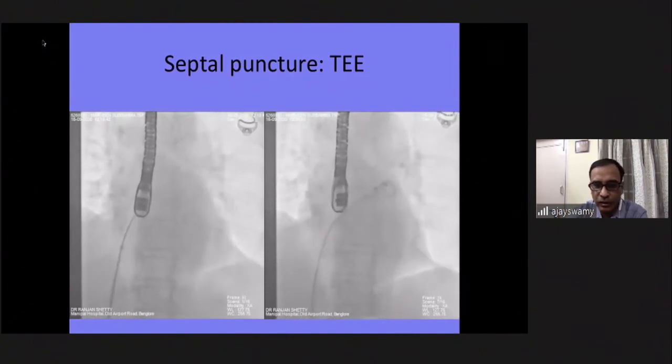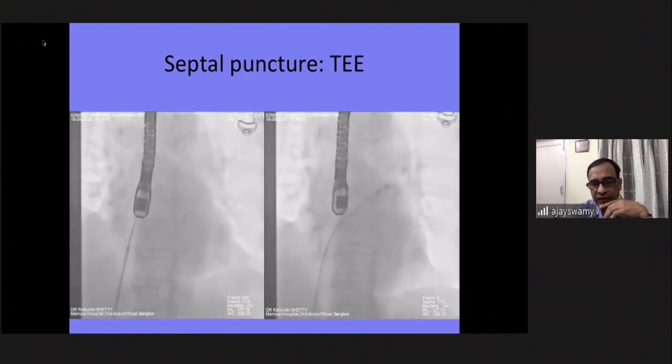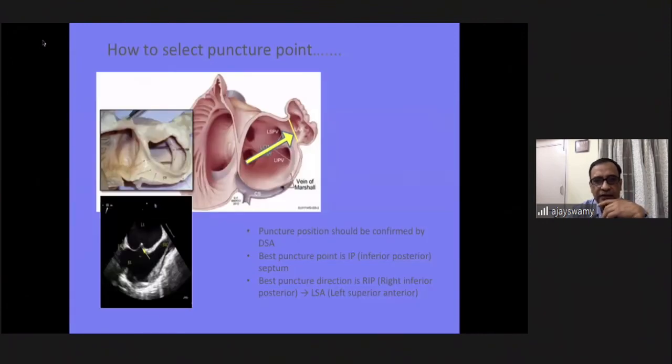I have cut it short because all the steps have been discussed in detail. We'll just focus on 1 or 2 points for discussion. This is the delivery sheath, 10 French, which is placed inside. After this, we've already discussed this, so I'm not going to go across.